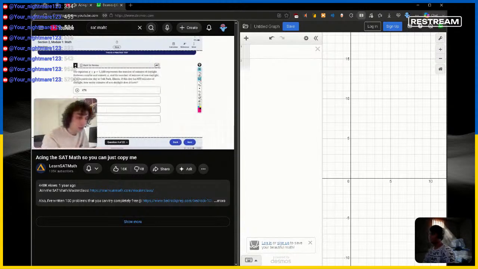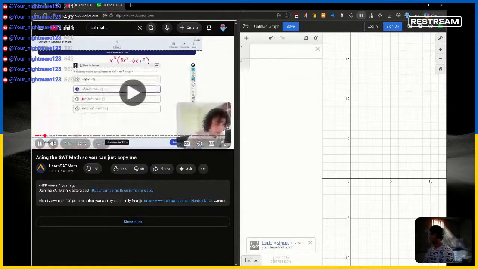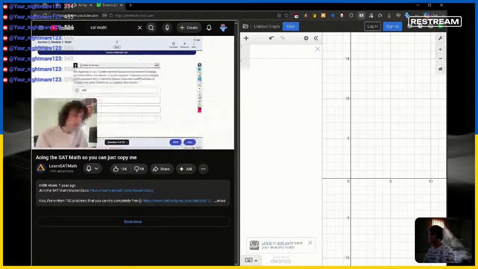Number 4. The equation x plus y equals 1440 represents the number of minutes of daylight between the sunset and sunrise.